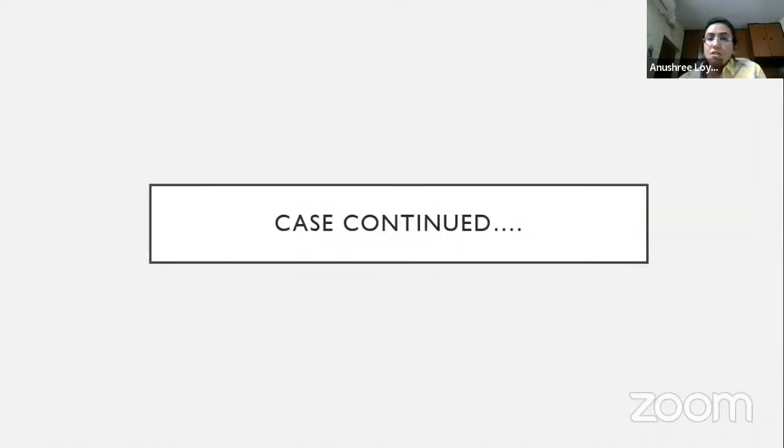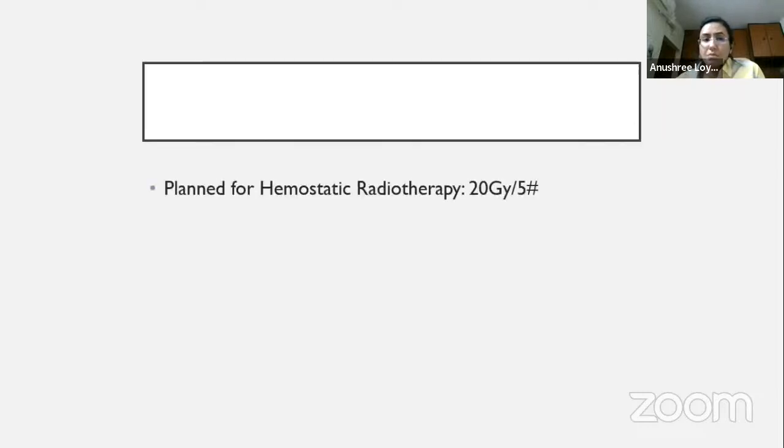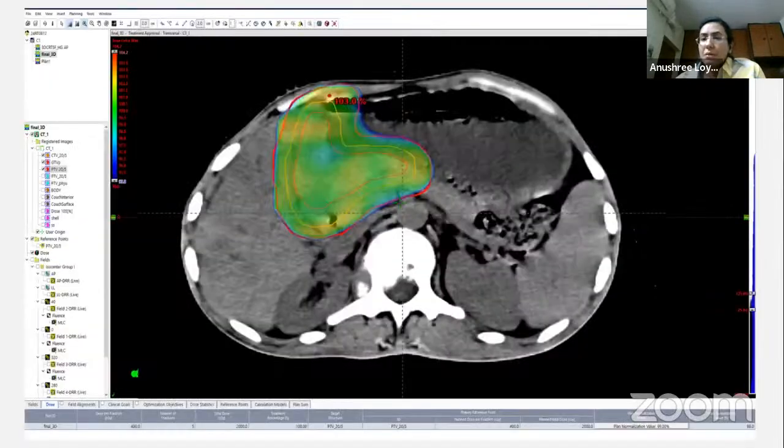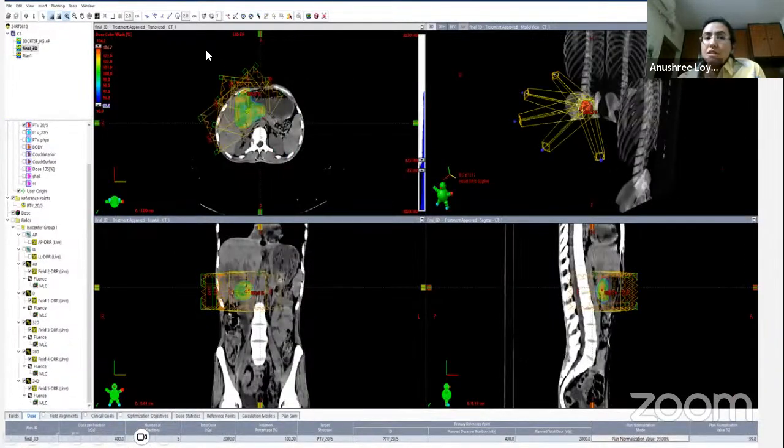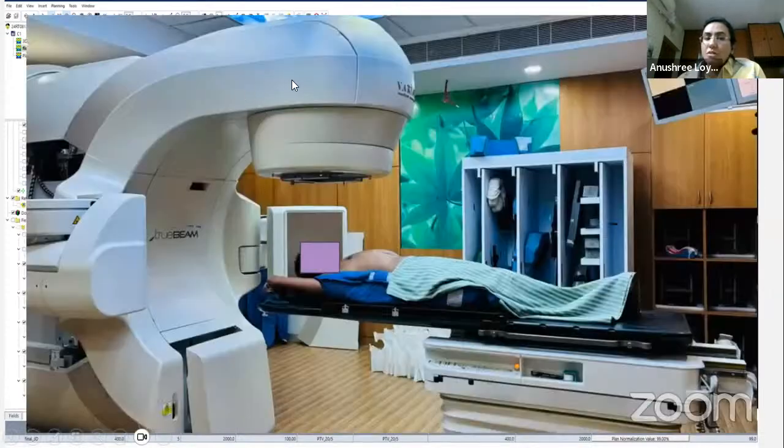So in this patient, since endoscopic methods were not available, we planned palliative, hemostatic radiotherapy to a dose of 20 gray in 5 fractions. Once we plan a patient, we take a CT scan of the area that has to be treated. On that CT scan, we mark the area that needs to be treated, and we give it some margins to account for the respiratory motion and for gastric filling. After that, a plan is made in which we decide where the radiation dose will enter. Then we treat the patient on a machine, like a linear accelerator.